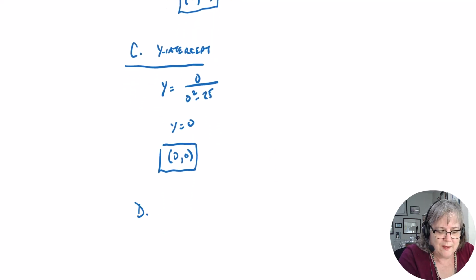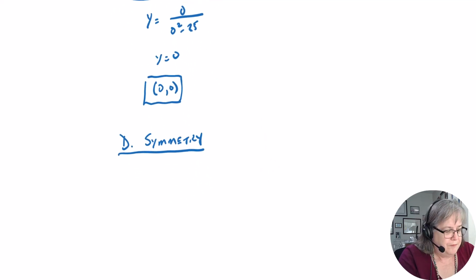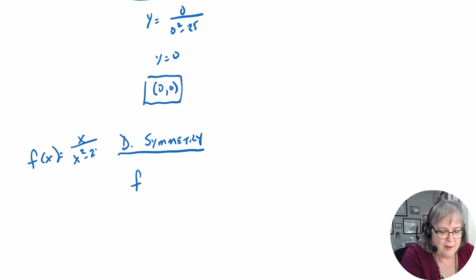We're going to talk about symmetry. And to decide about symmetry, you're going to take your function, which was x over x squared minus 25. And everywhere you see an x, you're going to replace it with a negative x.